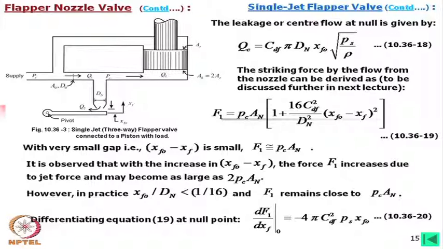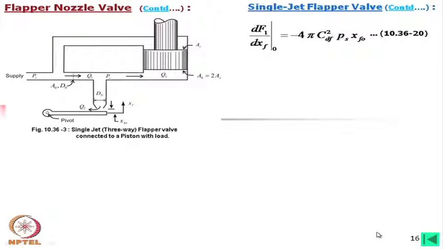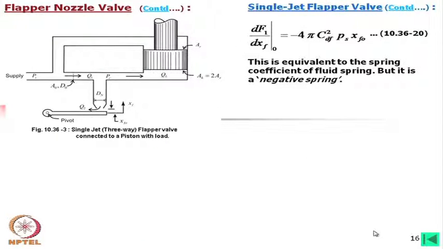Differentiating equation 19 at a null point, we get this expression: dF1 by dX0 is this much. This is equivalent to the spring coefficient of a fluid spring. If we consider a mechanical spring, this is as if a fluid spring with this much stiffness, but it is a negative spring. What does it mean? What is a negative spring?